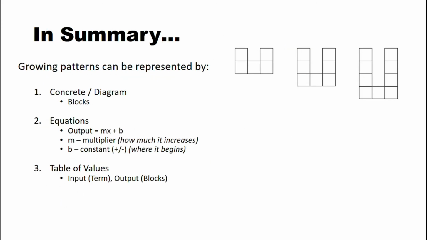Okay? So what have we learned today? We can represent growing patterns, this is a review of what we learned last year, in 3 different ways. So first we have a diagram or a concrete representation using blocks. We can represent it with an equation. So here I have the number of squares in this picture is equal to 2 times that term number. Here's my term numbers. And then I'm going to add 3 more. So you can see these 3 always stay the same. And I'm simply adding 2 each time. These 2, then these 2, then these 2. So that makes sense. Multiplier is 2, constant is 3.